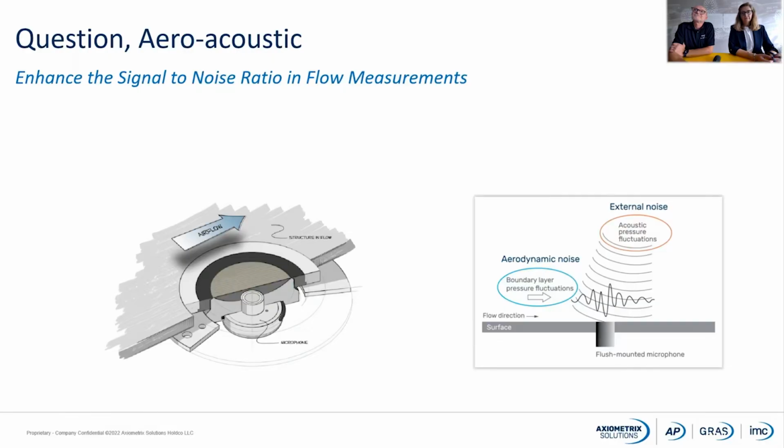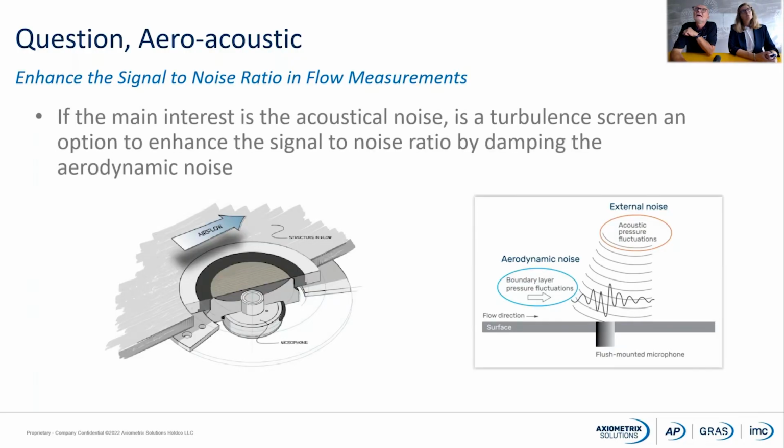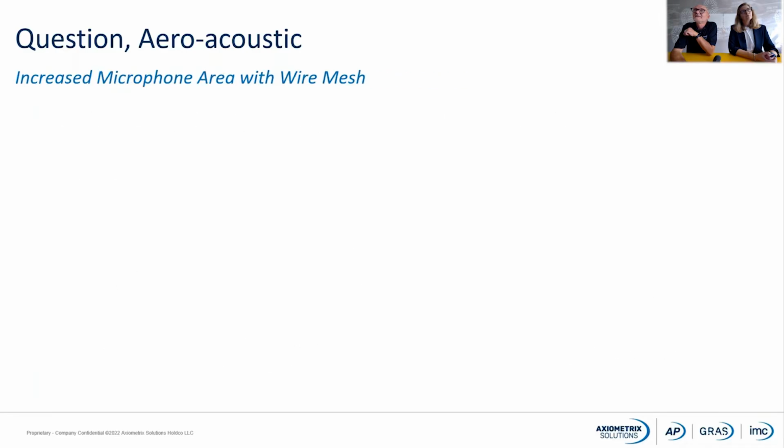In some cases, we are interested in the acoustical noise generated by a noise source, and therefore we would like to get rid of the turbulence we have in the boundary layer. For doing this, we can use a microphone with a turbulent screen. And let's see how this is working.